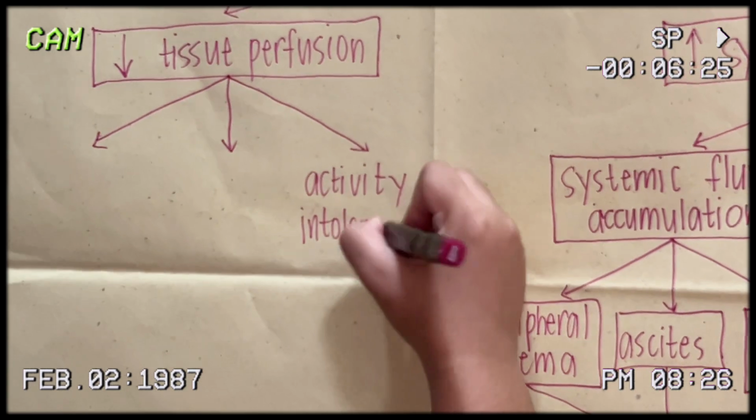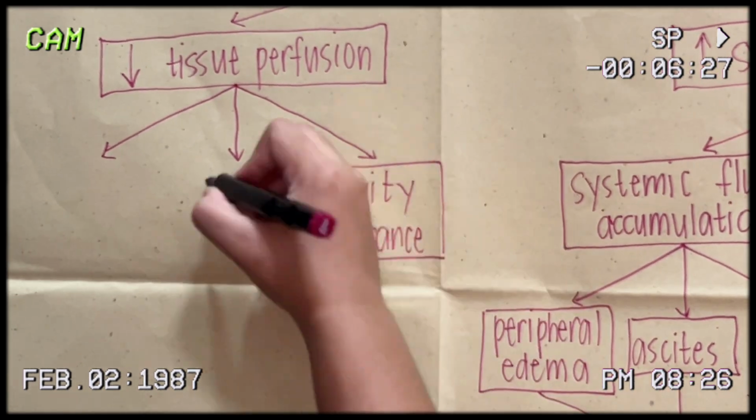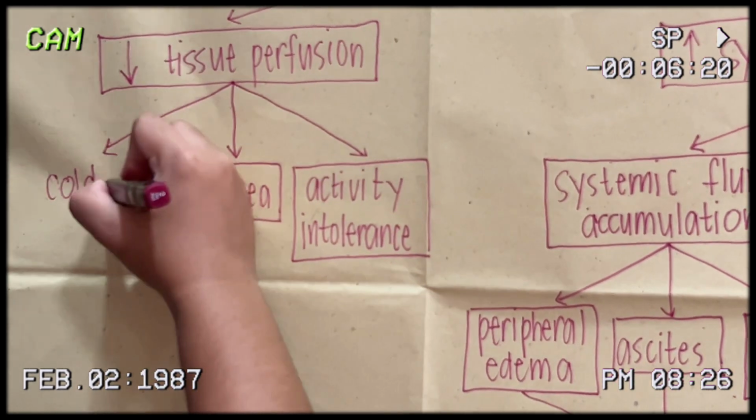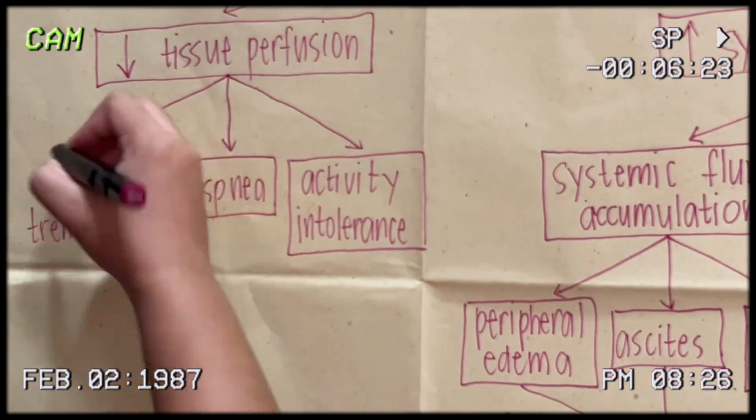In decreased tissue perfusion, blood that carries oxygen fails to reach the extremities, manifesting as activity intolerance, dyspnea, and cold extremities.